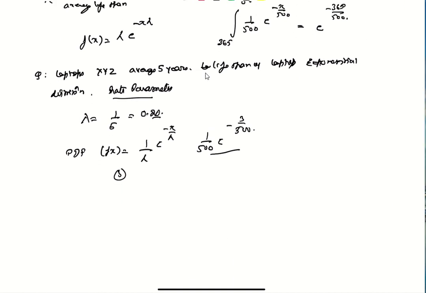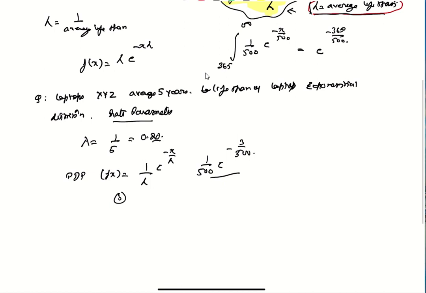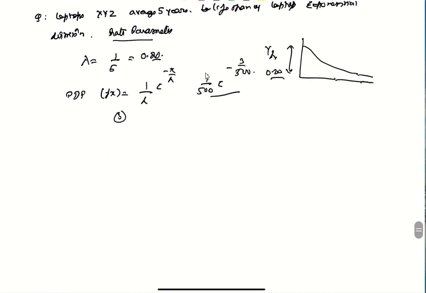So it depends on what we want to call this lambda. This little thing here is 1 upon lambda, and that is 0.20 depending on the source. So now the question is, what is the probability that a laptop will last less than 3 years?